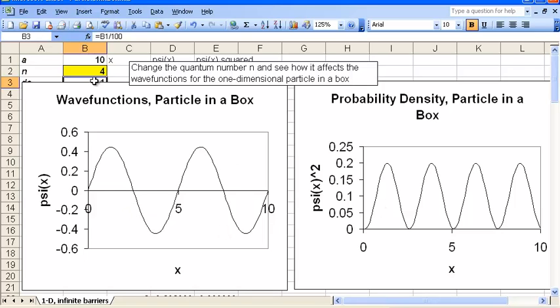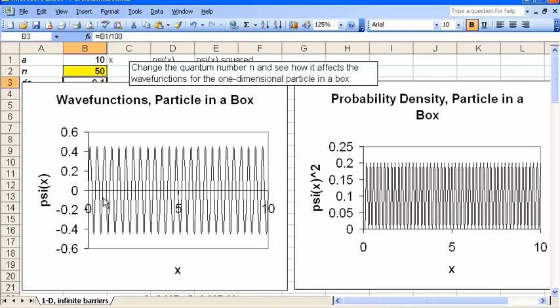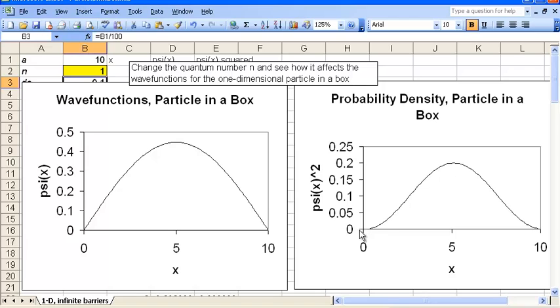Let's put a big number, say n equal 50. There it is. So here it goes up and down. There'll be 49 nodes, and here the probability distribution is looking more constant and so on. Let's go back down to 1. All right, the probability distribution here is most likely to be in the center of the box and not likely at all, in fact 0, right at the edges of the box.